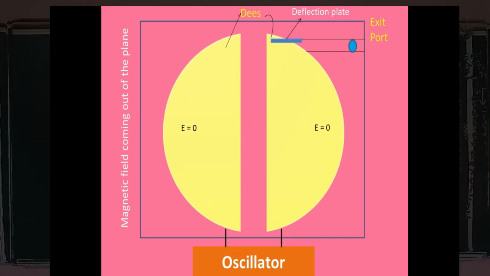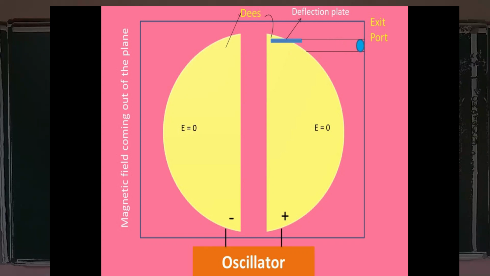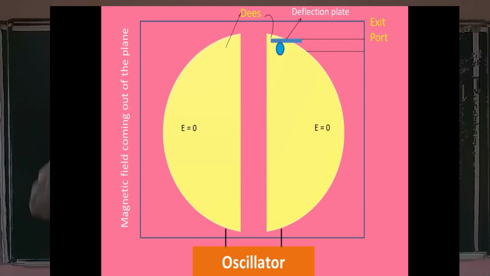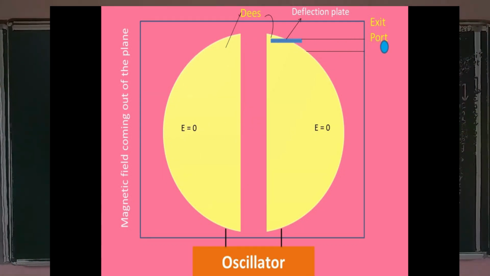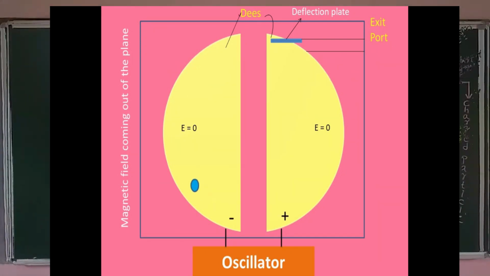Now one thing you should remember, inside the D's only magnetic field affects. What is the role of the magnetic field inside the D's? It only bends. It will not increase the velocity or energy, or it will not accelerate. It only deviates the path, bends the path. Now, between the D's, what happens? Because of the presence of the electric field, the charged particle gets accelerated only between the two D's. These two things you should remember. Okay?